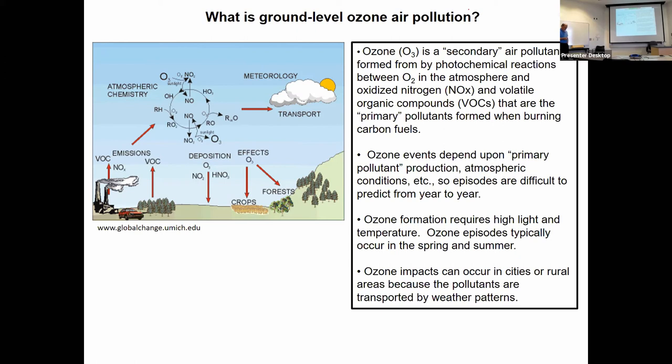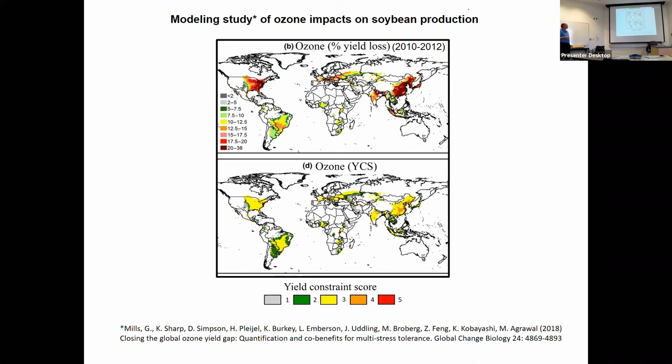A little overview of ozone impacts. This is from a paper published a little over a year ago, a modeling study on ozone impacts on soybean production. What this group did in the upper panel was take an ozone response function, as well as other environmental factors that go into the ozone response, and make predictions about ozone impacts on soybean production. In some places you get pretty high levels of impact. This is looking at places on the planet where soybean is a major crop. You may have ozone problems in other places, but if you're not growing soybeans, they're not going to show up on this map.